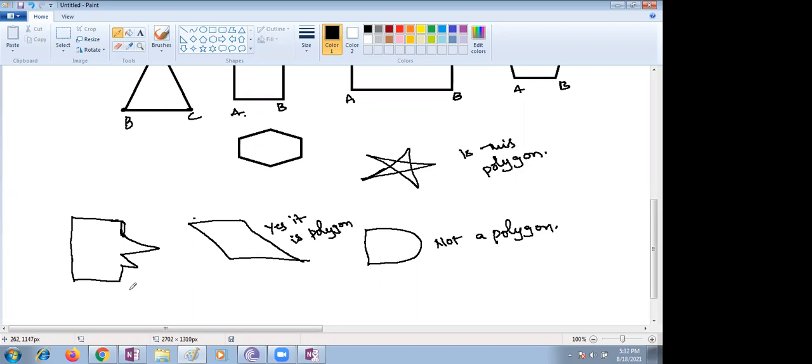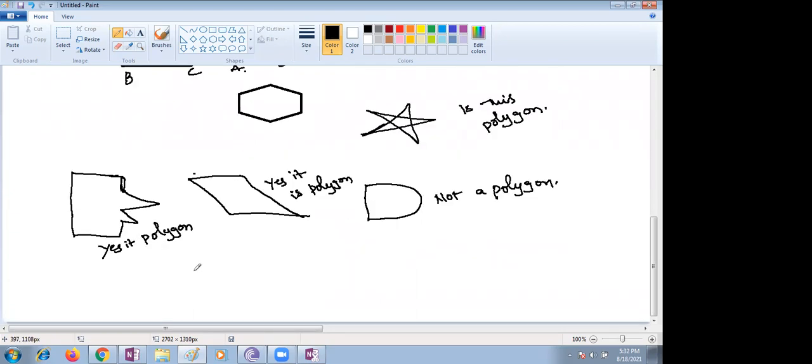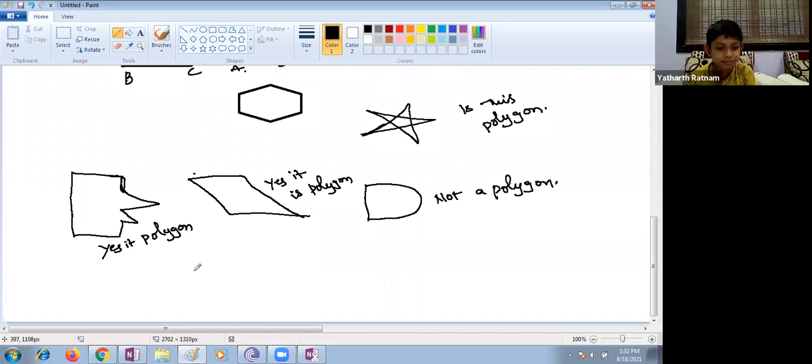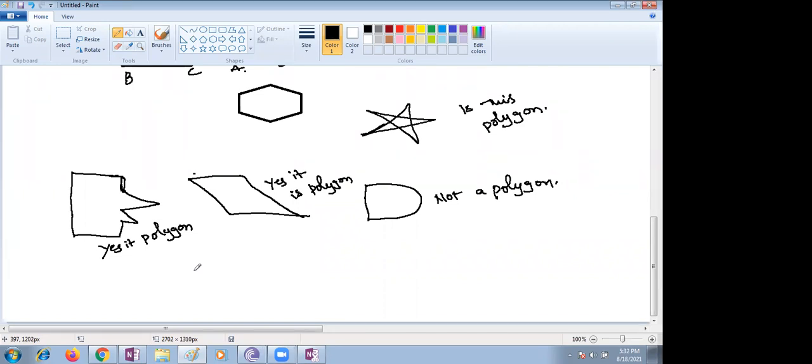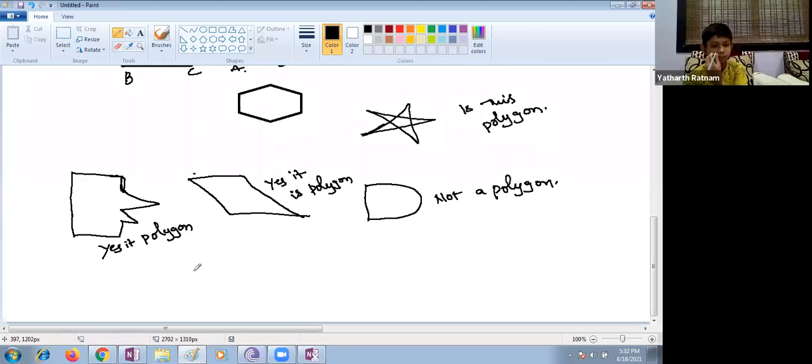Next, this is also a polygon, as all the sides are line segments. Yes, it is a polygon. Now, is a circle a polygon, children? No, ma'am, it has a curve. Yes, a circle is a closed figure, but it's not forming with line segments. So it's not a polygon.